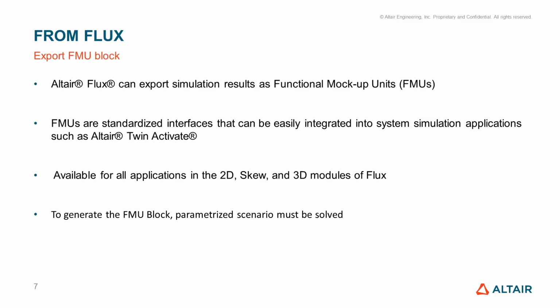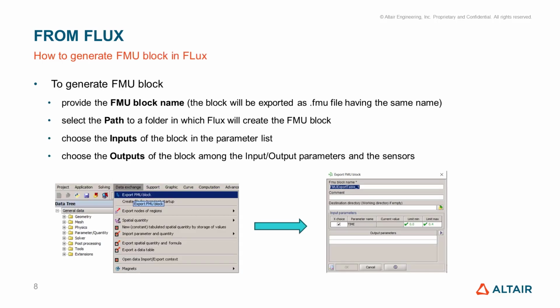The second possibility is to export the FME block. This feature is also available in Flux since several versions. It is available on 2D, SKEW, and 3D modules. To generate the FME block, a parameterized scenario must be solved. Once the Flux project is solved, to generate the FME block, we go to Data Exchange. We select directly Export FME block.